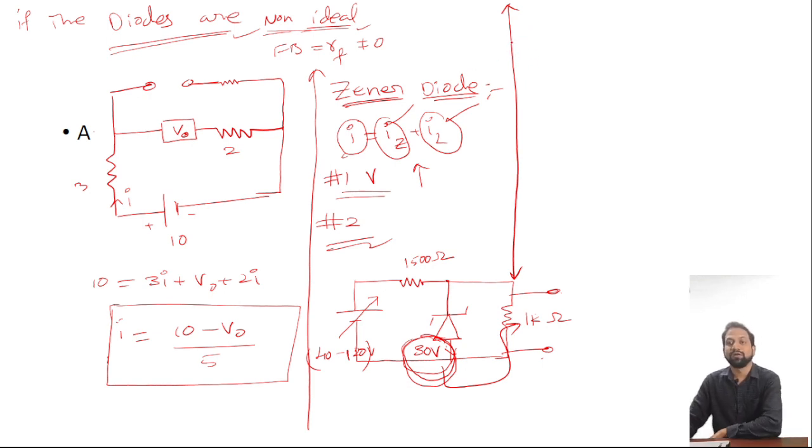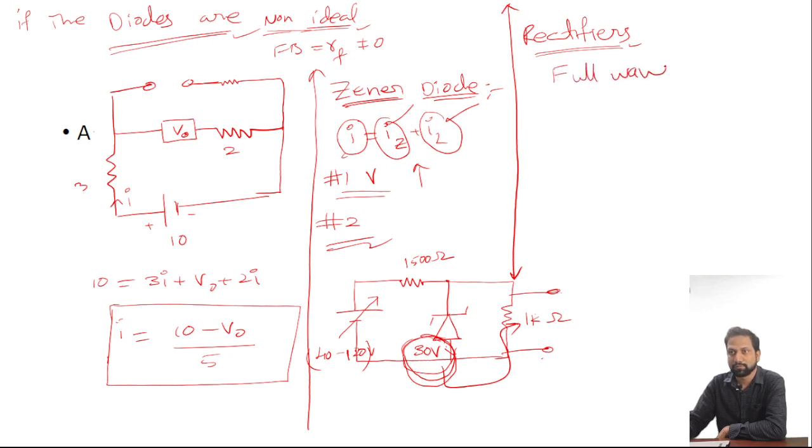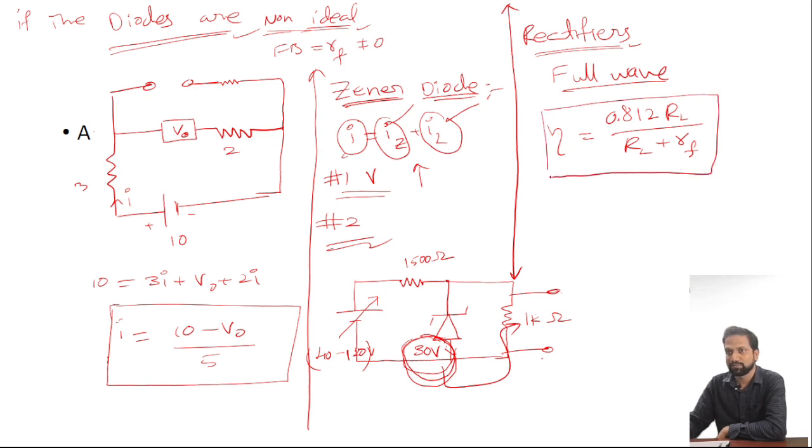And going to the rectifiers, I told you already, the full wave rectifier and half wave rectifier will be there. In the full wave rectifier, they will ask based on the efficiency formula only. Efficiency is 0.812 times load resistance by load resistance plus forward resistance, this RF.